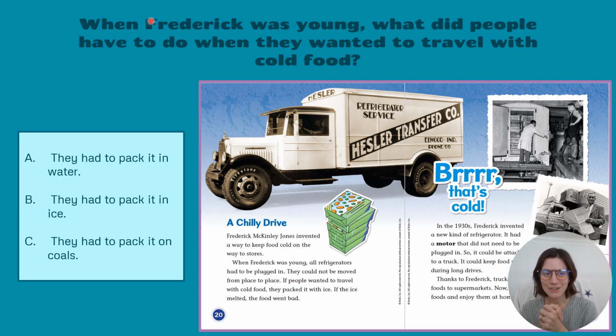Assuming you have your materials, here is my first question for you. When Frederick was young, what did people have to do when they wanted to travel with cold food? A, they had to pack it in water. B, they had to pack it in ice. Or C, they had to pack it on coals. Go ahead, write your answer on your board. You can pause this recording and press play when you are ready to see the correct answer.